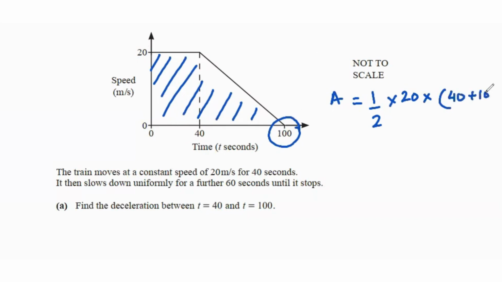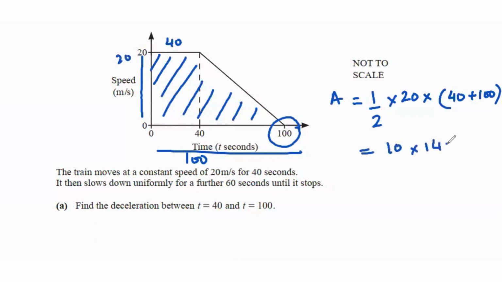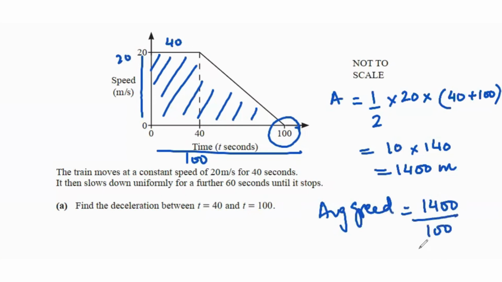So 40 plus 100. This is 40. This is 100. This is 20. That's going to be 10 times 140. That is 1400. That is your distance, which is area under the speed time graph. And average speed is going to be 1400 divided by 100, which is 14 meters per second. That is your average speed of this journey.